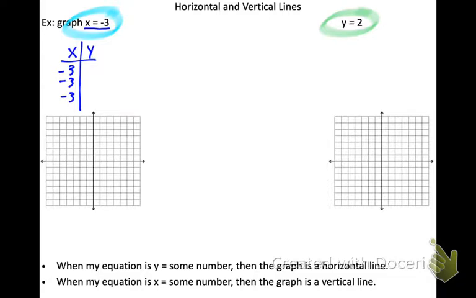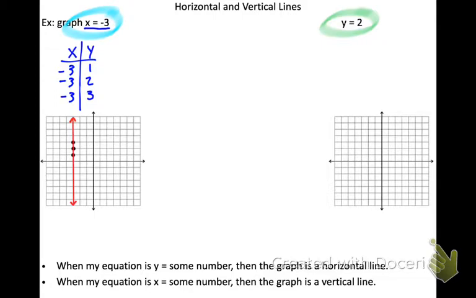My y for this equation, I don't have a y anywhere in here. So it doesn't matter what y is, so I can put whatever I want. So put 1, 2, 3. And so when I do that, negative 3, 1, negative 3, 2, and negative 3, 3, we're going to get three points that end up being stacked on top of each other. And so then I can go ahead and put those together. So x is equal to any number is going to end up being a vertical line.